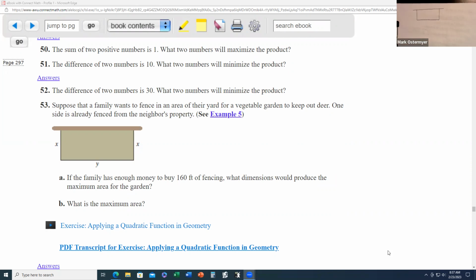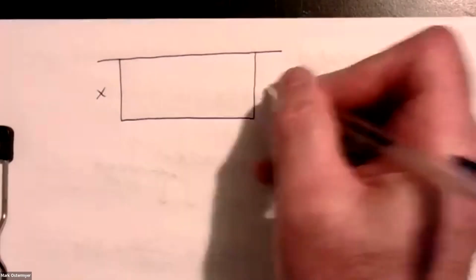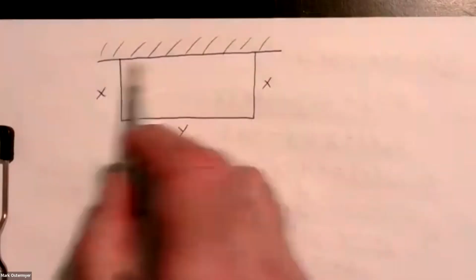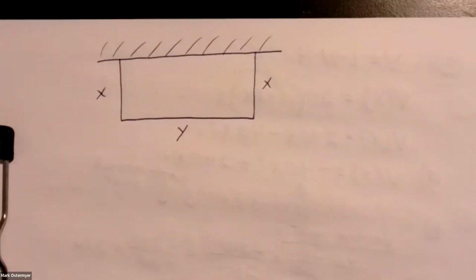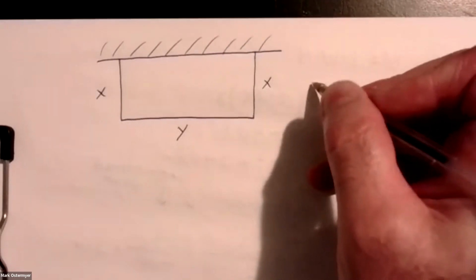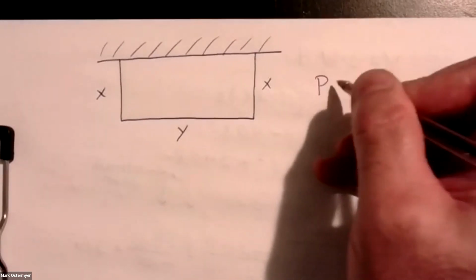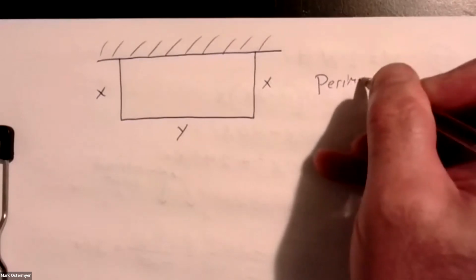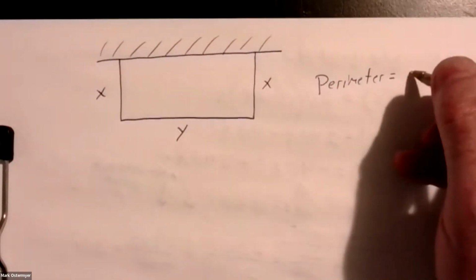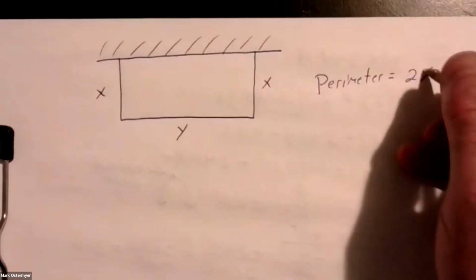And we know the width of this enclosure is going to be X feet here and here, and the length will be Y feet. And of course, this side we don't have to worry about because it already has a fence here. So now we have 160 feet of fence to work with. And the perimeter of this is going to be equal to the total lengths that we have here. So it's going to be X plus X, which is 2X plus Y.